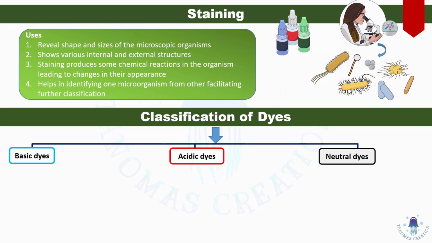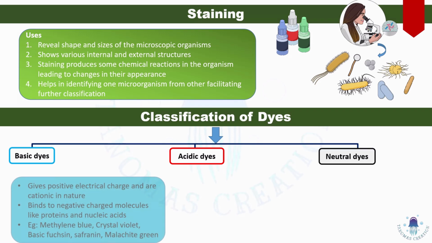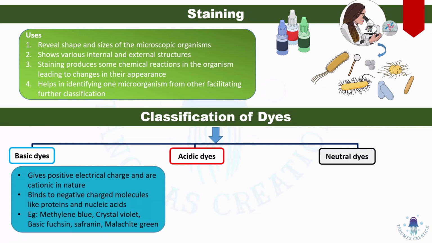Now the stains or the dyes are classified in three categories. One is basic dyes, another one is acidic dyes, and the third one is neutral dyes. Basic dyes give the positive electrical charge and are cationic in nature. They bind to the negatively charged molecules like proteins and nucleic acids. Examples of these are methylene blue, crystal violet, basic fuchsine, safranine, and malachite green. These are the general stains which we all have heard of during our staining procedures in microbiology.